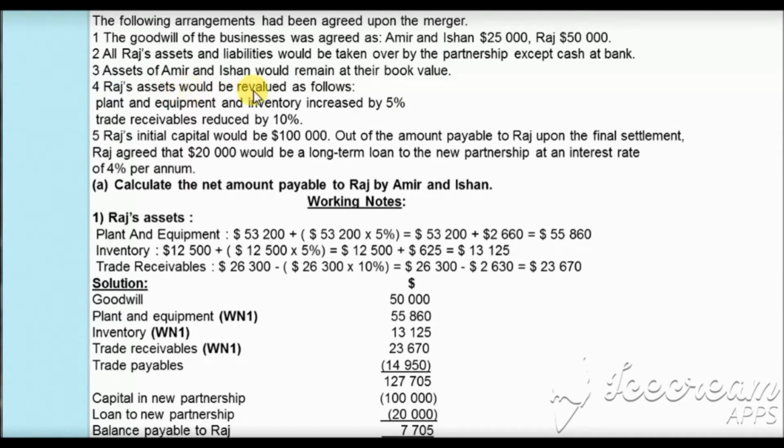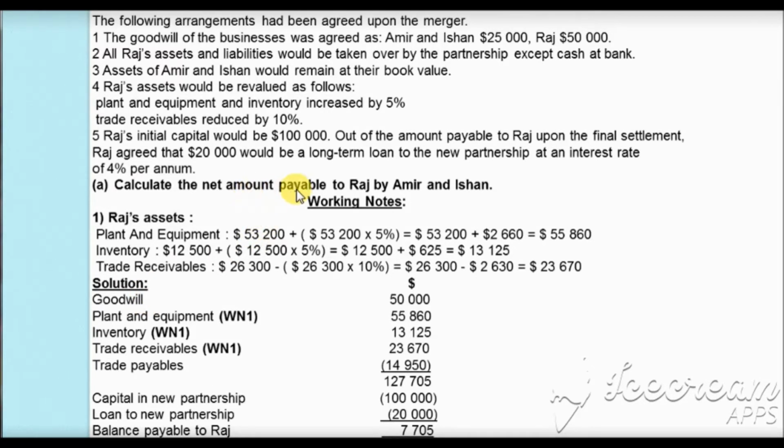Raj's assets would be revalued as follows. Plant and equipment as well as the inventory will be increased by 5%. Trade receivables will be reduced by 10%. Raj's initial capital would be $100,000 and out of the amount payable to Raj upon the final settlement, Raj agreed that $20,000 would be a long-term loan to the new partnership at an interest rate of 4% per annum. In part A of the question, we are asked to calculate the net amount payable to Raj by Amir and Ishan.